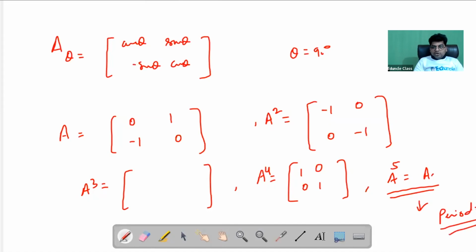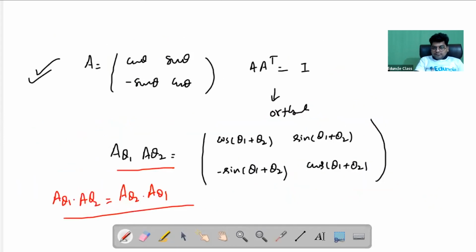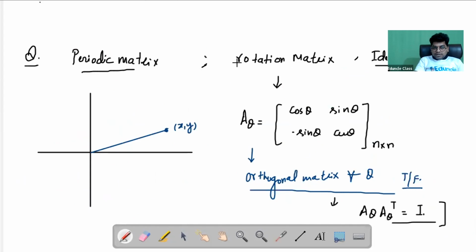So the period can exceed the order of a matrix. Am I clear? Students, try to understand this concept. This is a very wonderful concept. A4 is I, and A cube is something else. A5 is A. Period can exceed the order, but the nilpotency index cannot exceed the order. This is a wonderful problem. Done. So I have told you about periodic matrices and rotation.